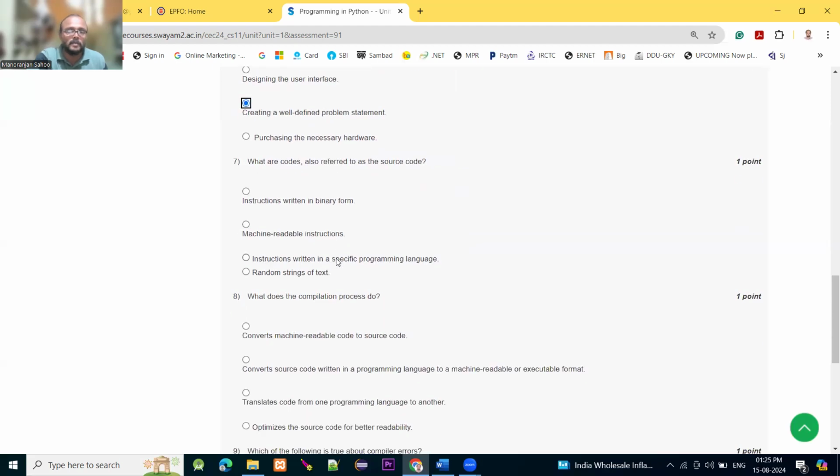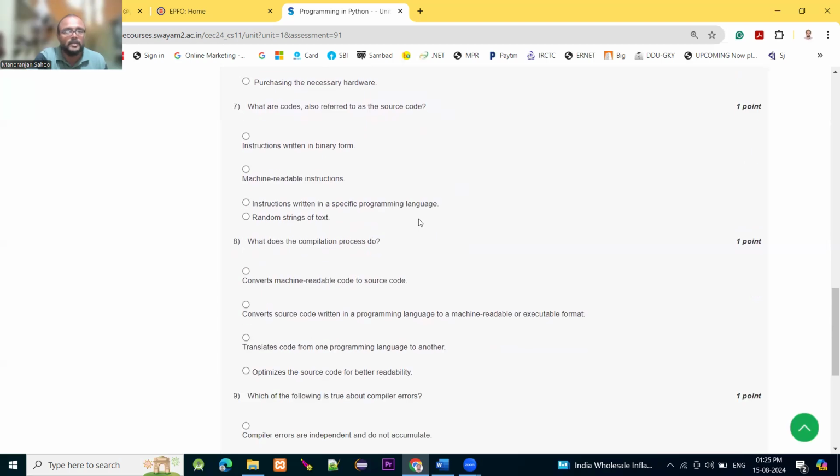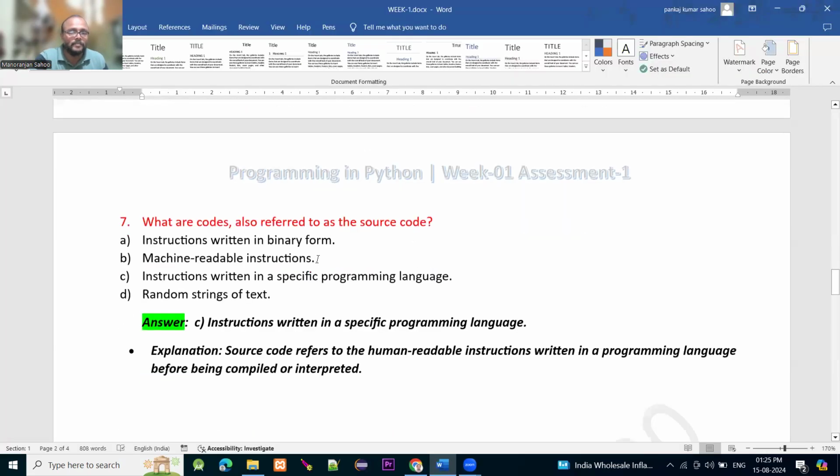Moving to question number 7, what are the codes also referred to as the source code? First one is instruction written in the binary form. No. Machine readable form. No. Instruction written in a specific programming language. Yes. It may be C, it may be C++, Java, Python, Ruby, Perl, whatever, written in a specific programming language.